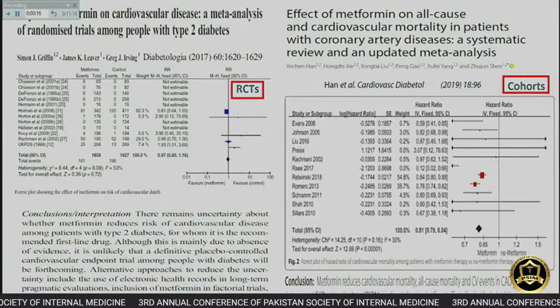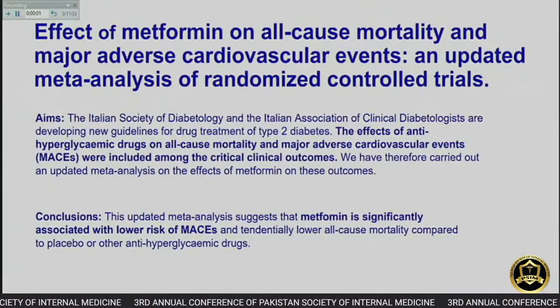In 2017, a meta-analysis did not confirm this. In 2019, a meta-analysis said metformin reduces cardiovascular mortality and all-cause mortality in CV events in coronary artery disease patients with diabetes. This is a recent 2021 meta-analysis which shows metformin is significantly associated with lower risk of MACE. So even after 60 years, metformin is number one. Probably we still cannot remove metformin from number one.